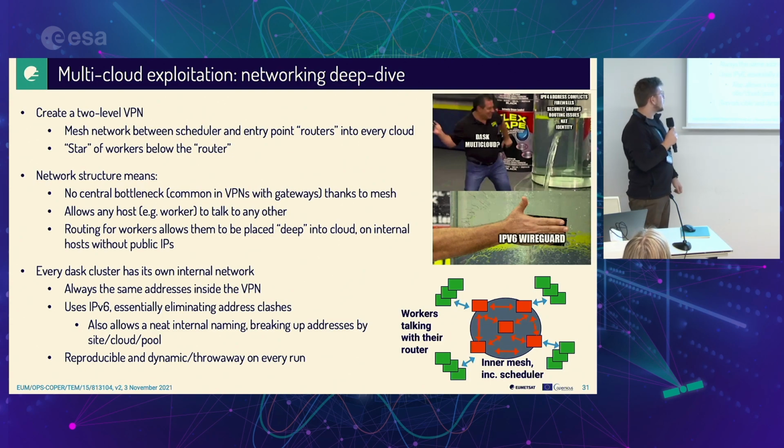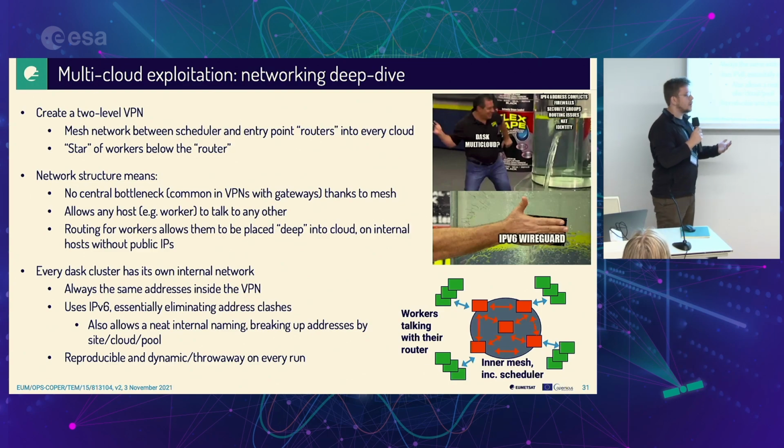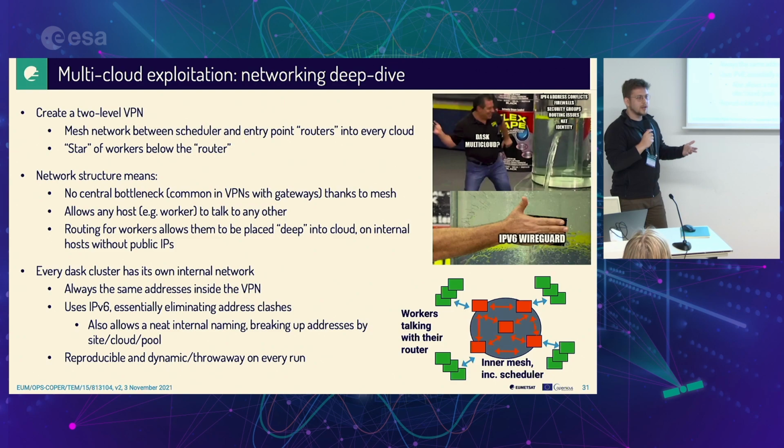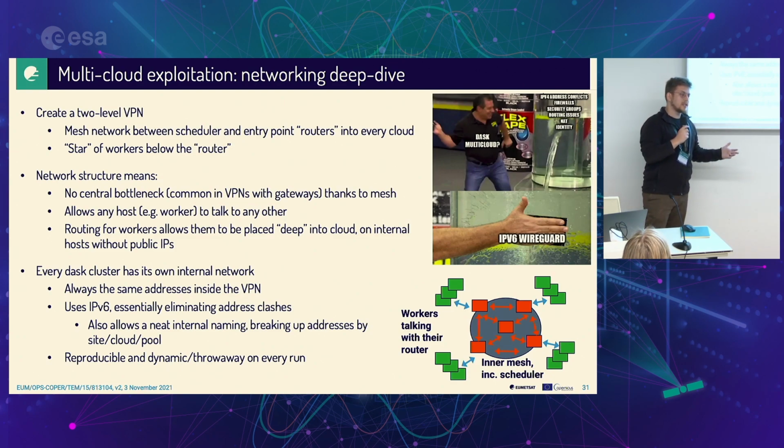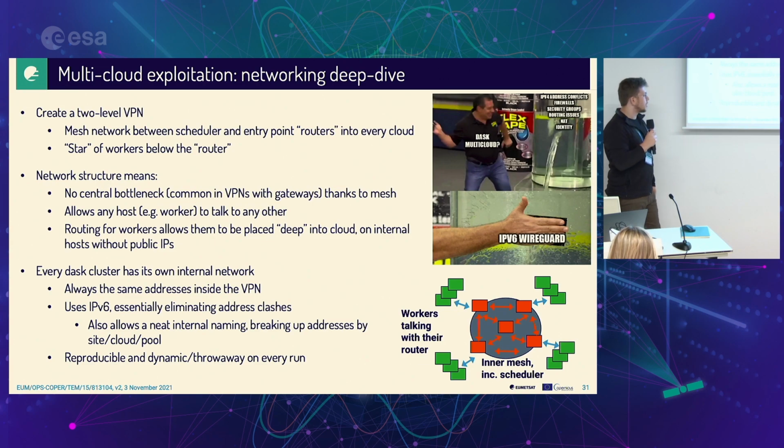And it uses IPv6, essentially eliminating the address clashes because it's unique. It also allows you to adopt a neat internal naming scheme that you can name resources based on region. So you can have an IPv6 address which points to which worker node is in which region. You can have EUMETSAT or VKO in the name. So it has an advantage if you compare it with remembering 164, 167, 35.